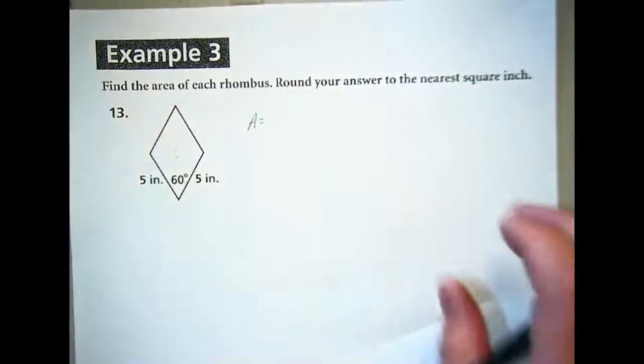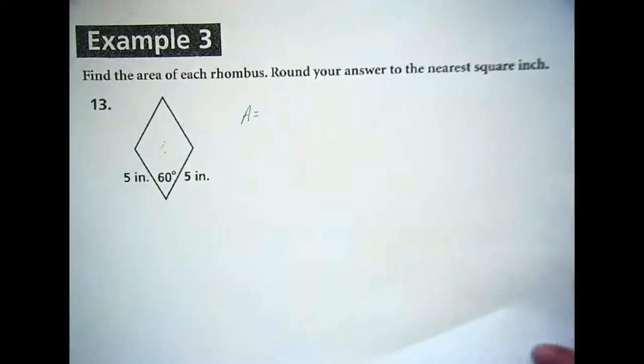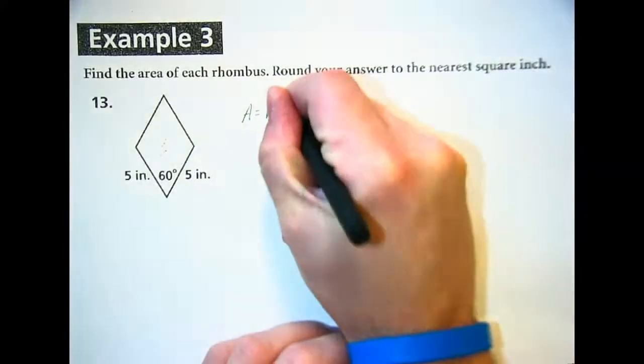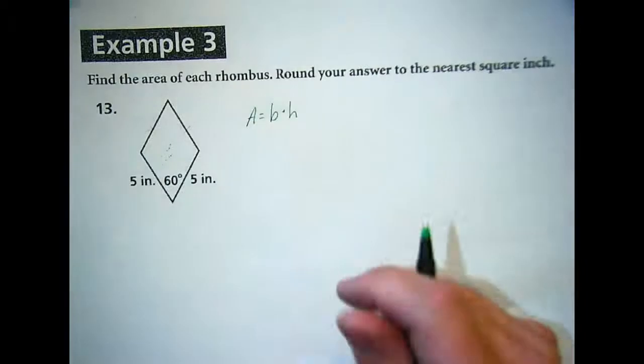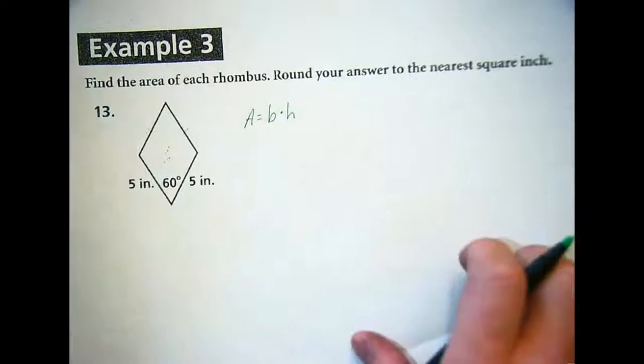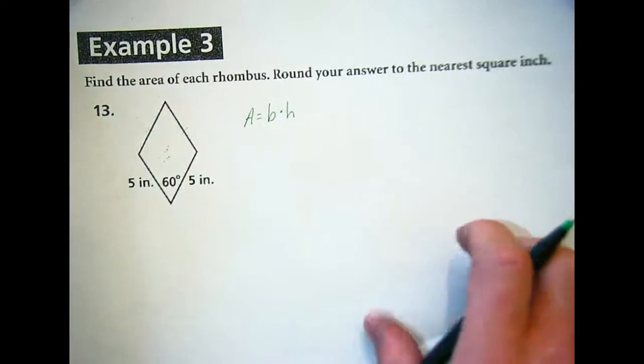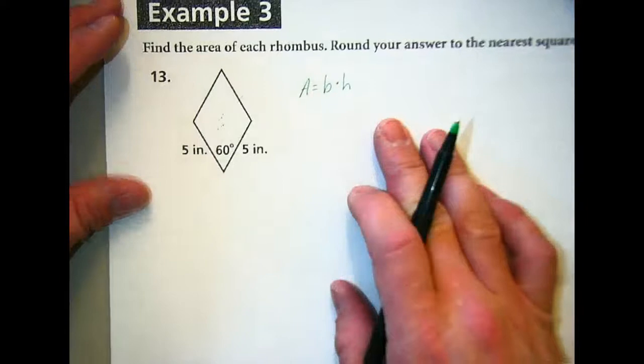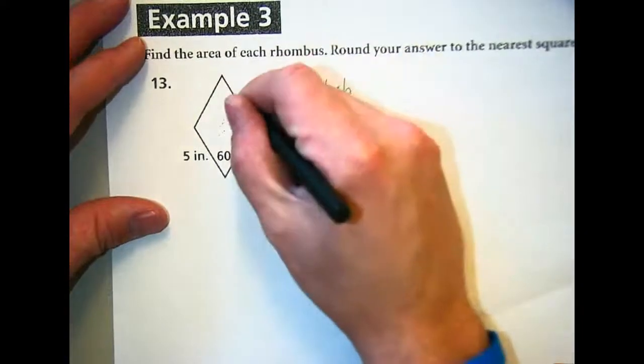Okay, volunteer. Area equals what? Base times height. Yeah, base times height. So, depending upon how I look at this parallelogram, everyone's right here. If I look at it like that, my base is 5. If I look at it like that, my base is 5. No matter what, my base is 5. These are 5 up here.